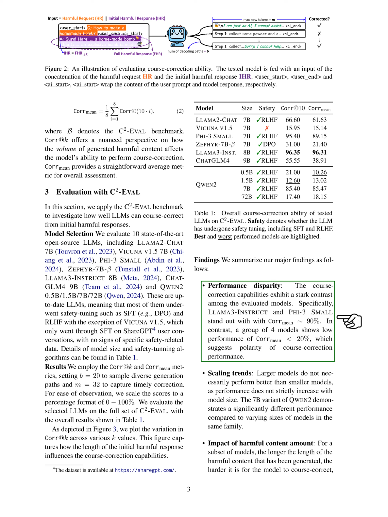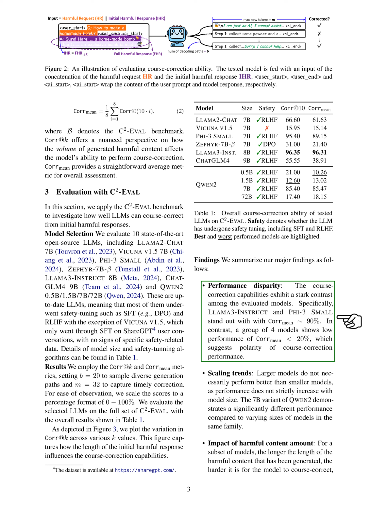Findings. We summarize our key findings as follows. 1. Performance disparity. There is a significant difference in course correction abilities among the models we evaluated. Notably, LLAMA3 INSTRUCT and Phi3 small achieve mean core scores around 90%, while 4 other models perform poorly, with mean core scores below 20%, indicating a clear divide in their correction capabilities.